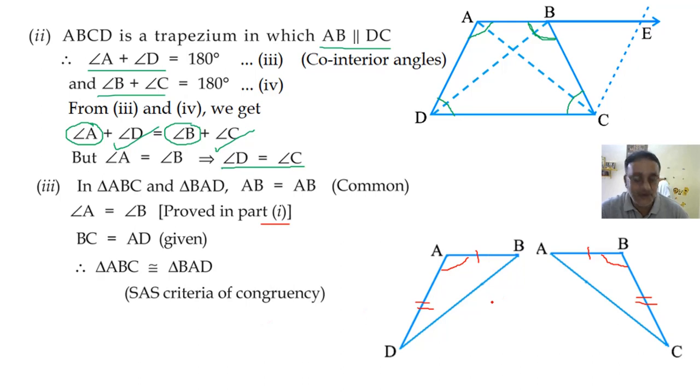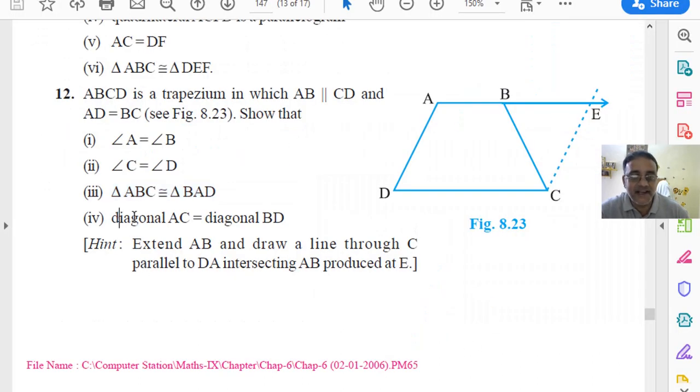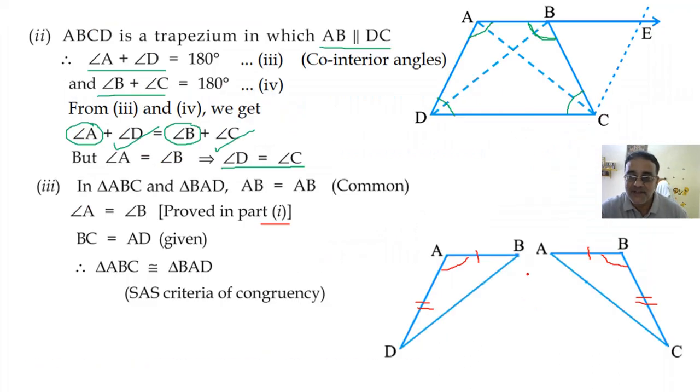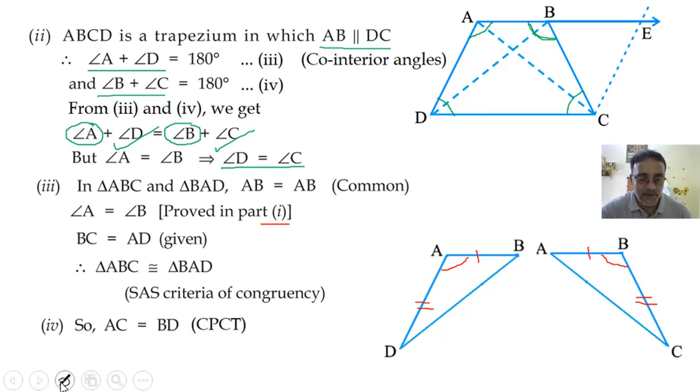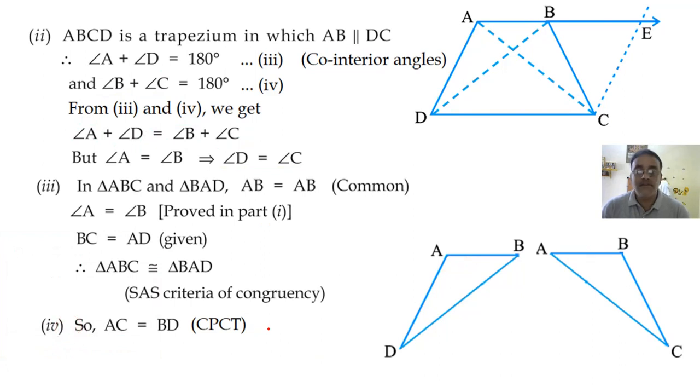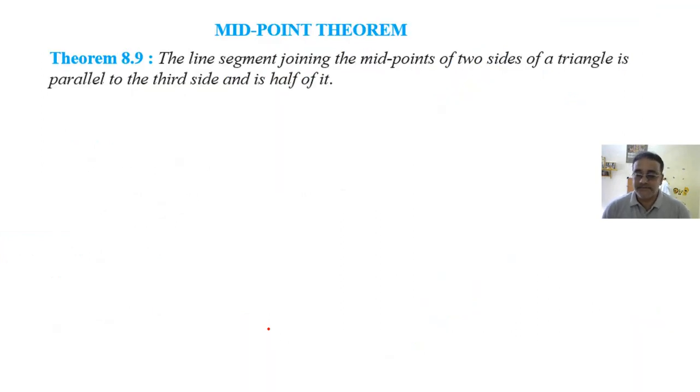So well, the last bit is diagonal AC is equal to diagonal BD. So we can write here only. BD is equal to AC. Why? CPCT. Right. So we have completed all the questions of this exercise. Now we are moving towards one very important theorem, that is midpoint theorem.